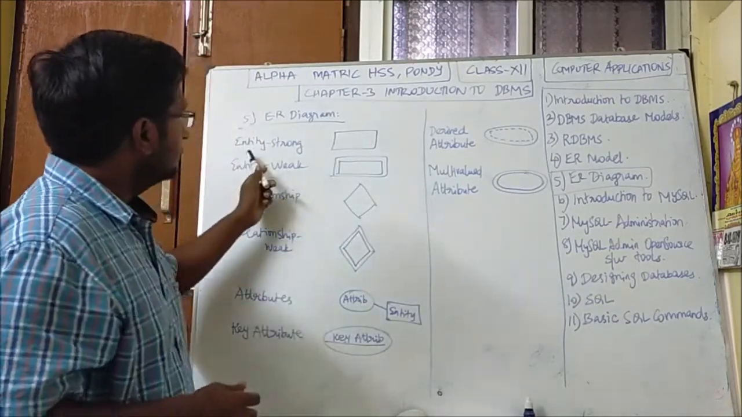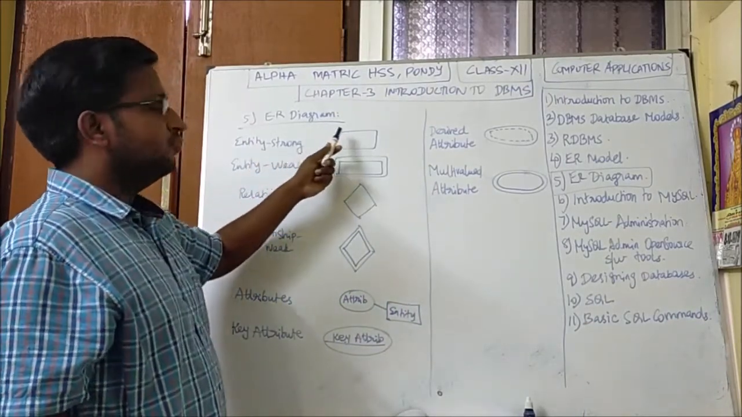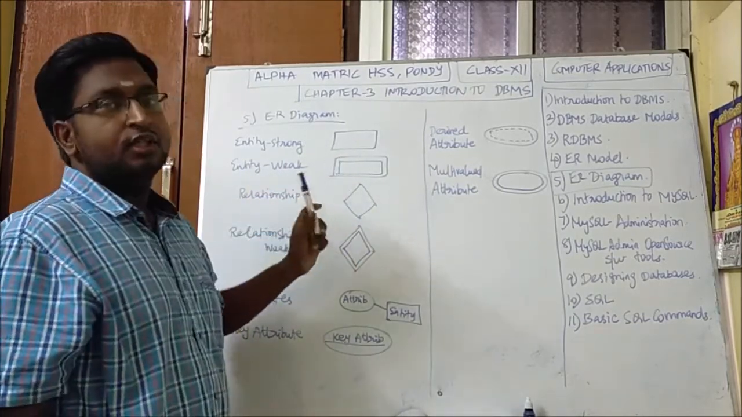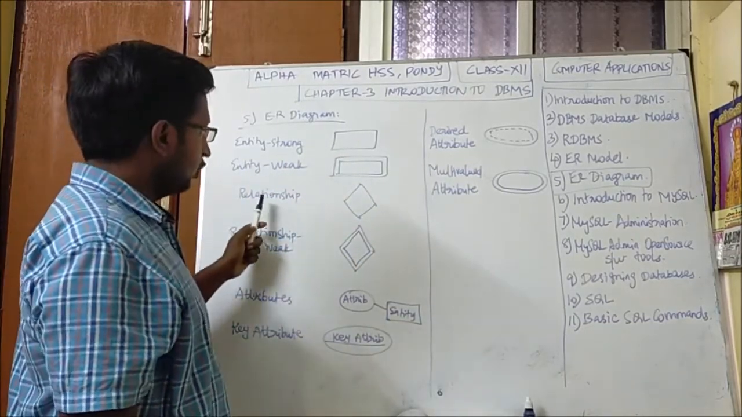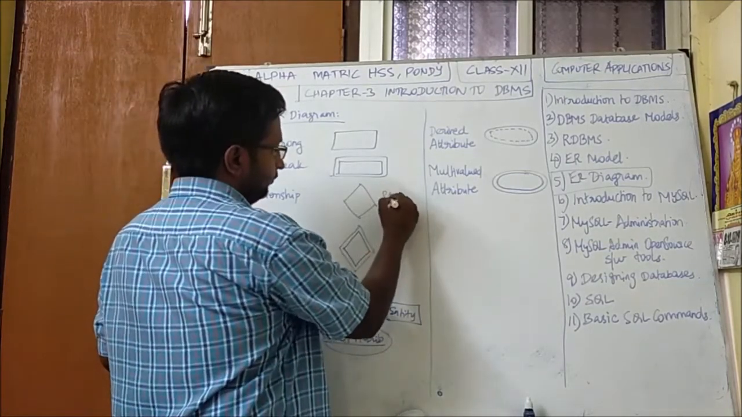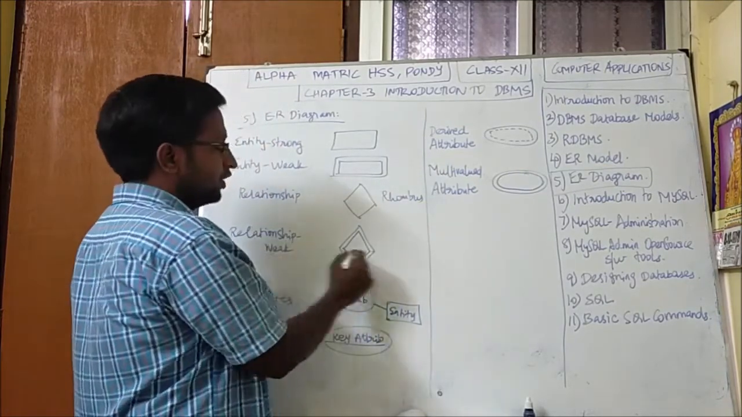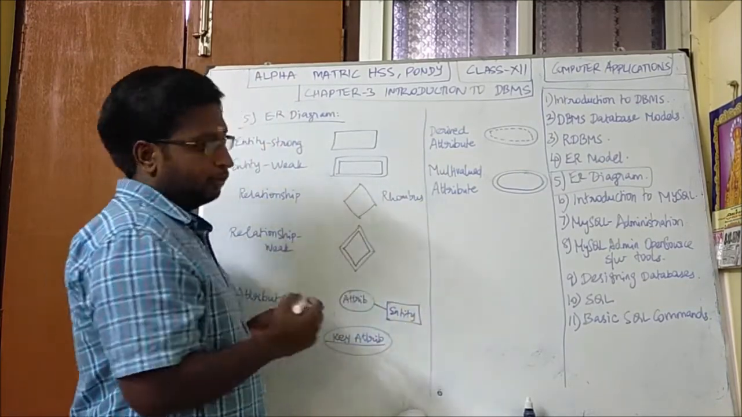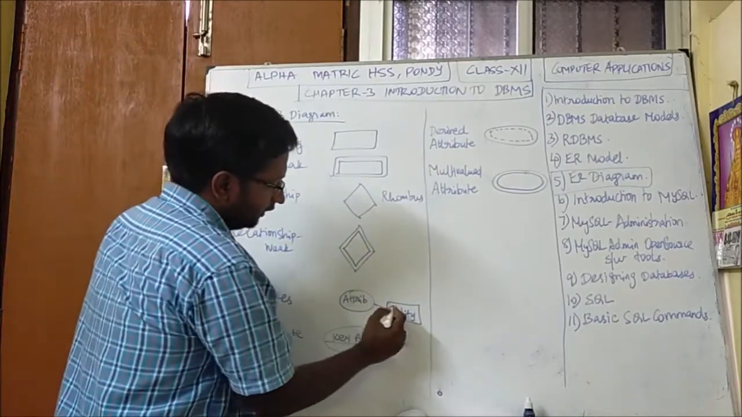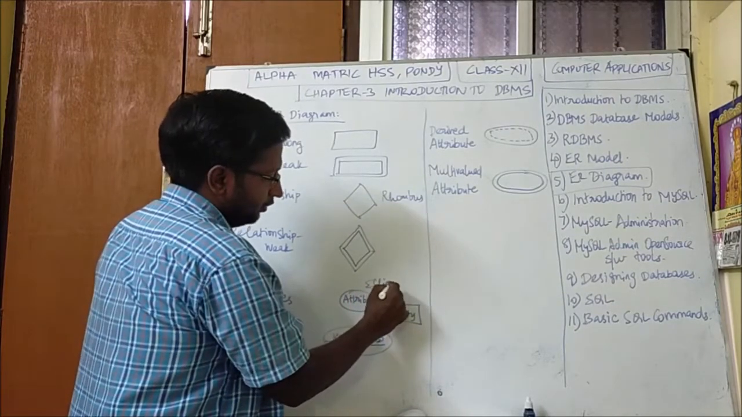The first ones we have seen already. A strong entity is a single rectangle, and a weak entity is a double rectangle. For a relationship we use a rhombus, and similarly for a weak relationship we use a double rhombus. For an attribute we use an ellipse.